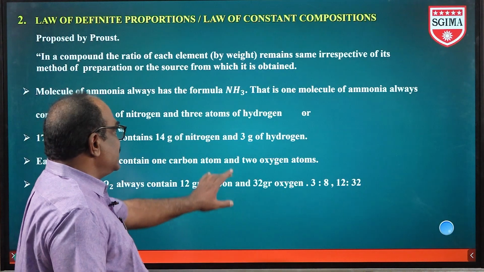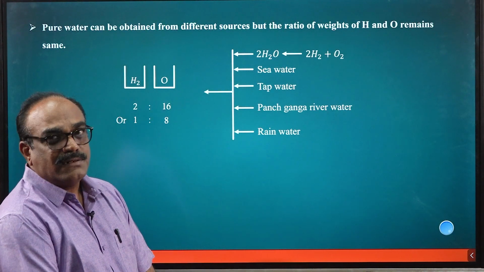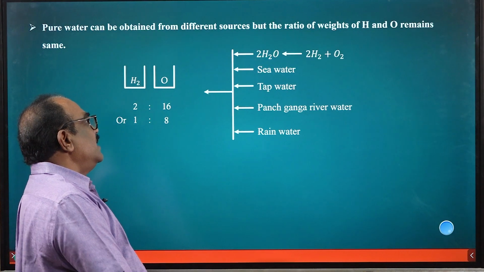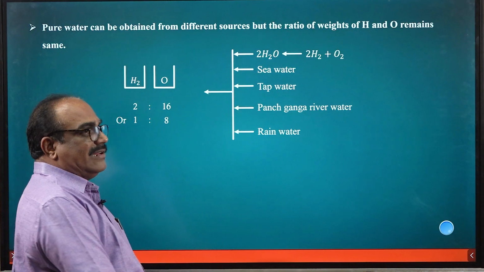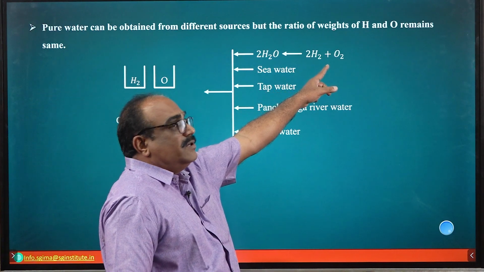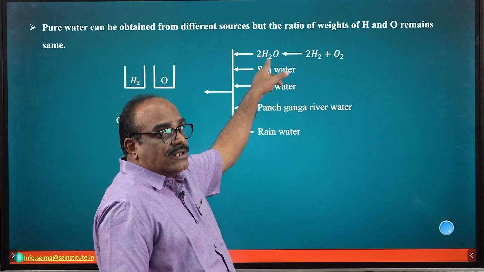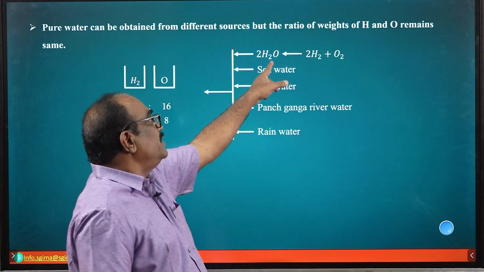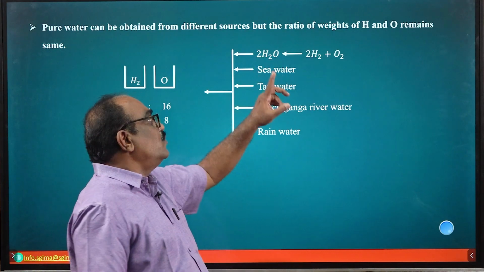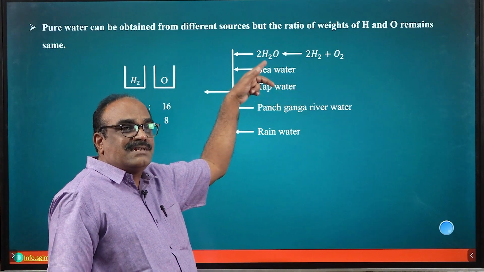Let us go to one example. I am preparing or collecting water by 5 methods. The first method: hydrogen gas is burnt in oxygen to produce water vapor. On cooling, I get droplets of water. But please remember that this water must be pure, free from all the salts.